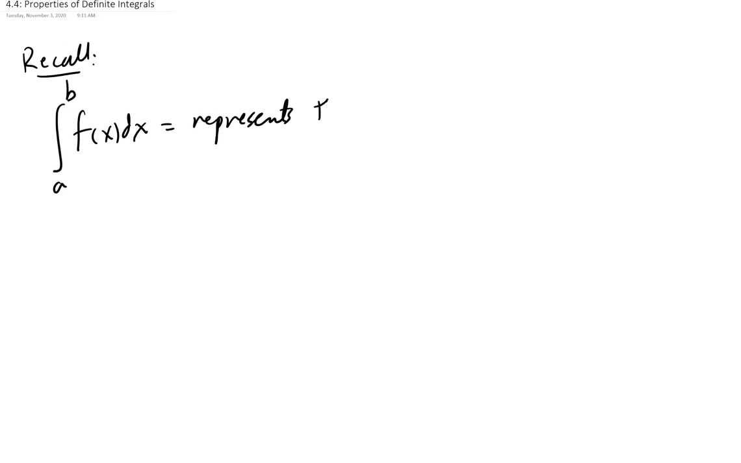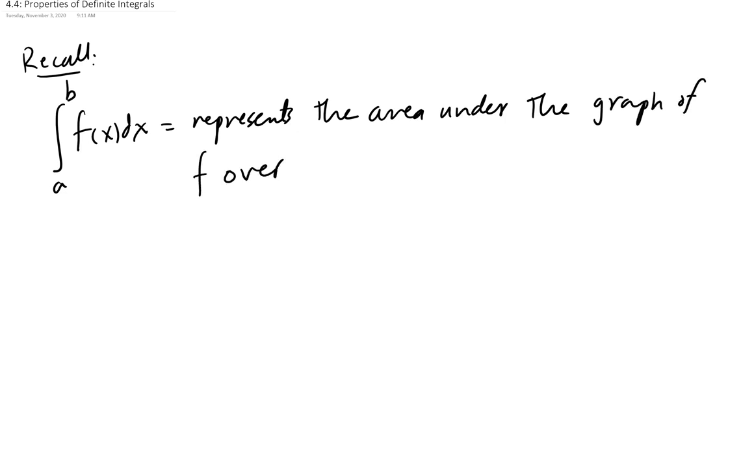Recall from the previous section, the integral from a to b of f of x dx represents the area under the graph of f over the interval a to b, which means from x equals a to x equals b, if you remember this.